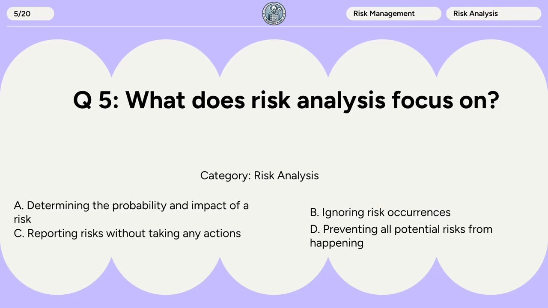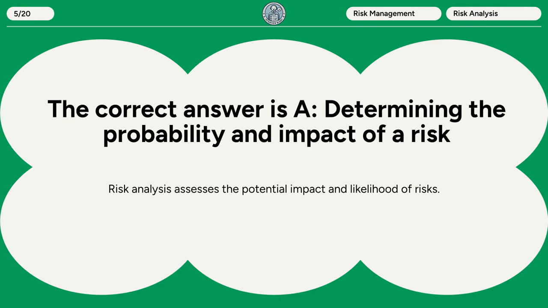Question 5. What does risk analysis focus on? A. Determining the probability and impact of a risk. B. Ignoring risk occurrences. C. Reporting risks without taking any actions. D. Preventing all potential risks from happening. The correct answer is A. Determining the probability and impact of a risk. Risk analysis assesses the potential impact and likelihood of risks.